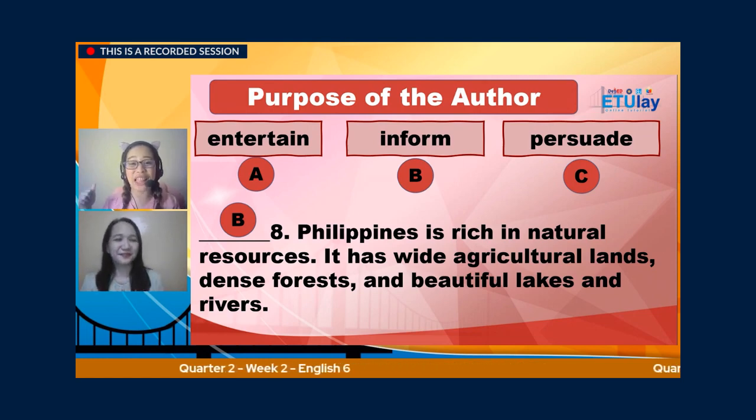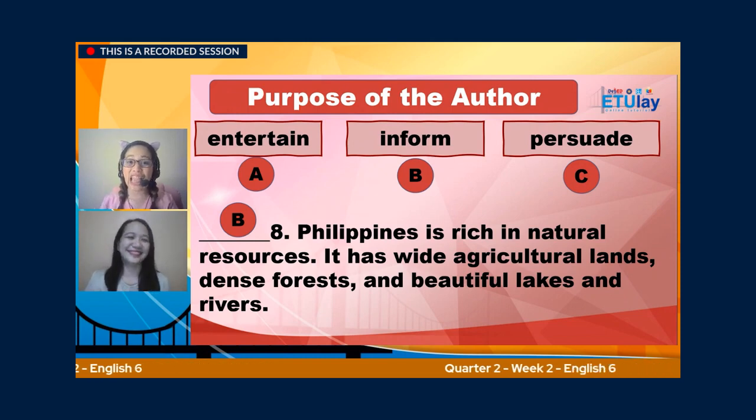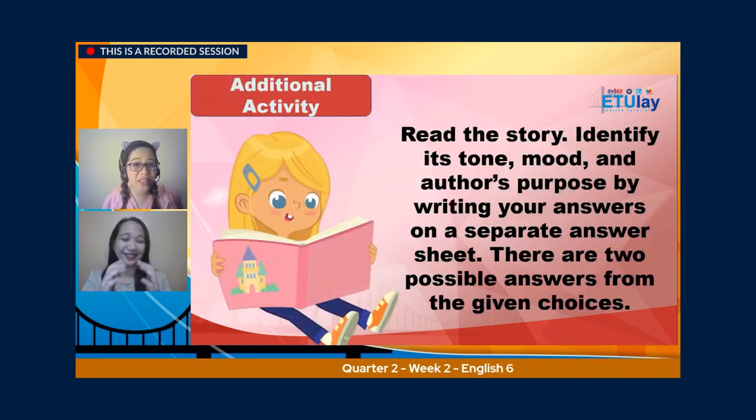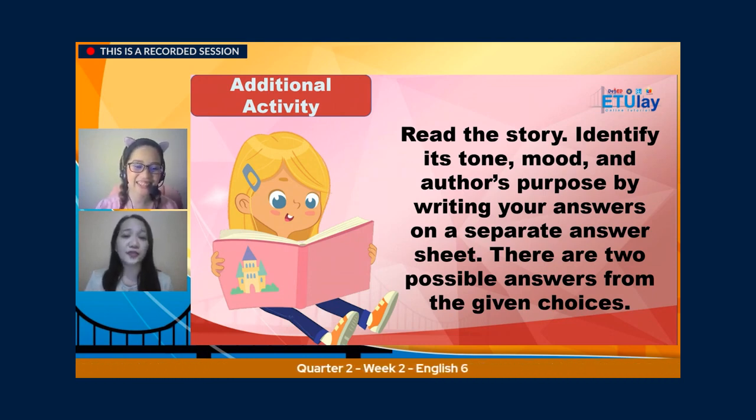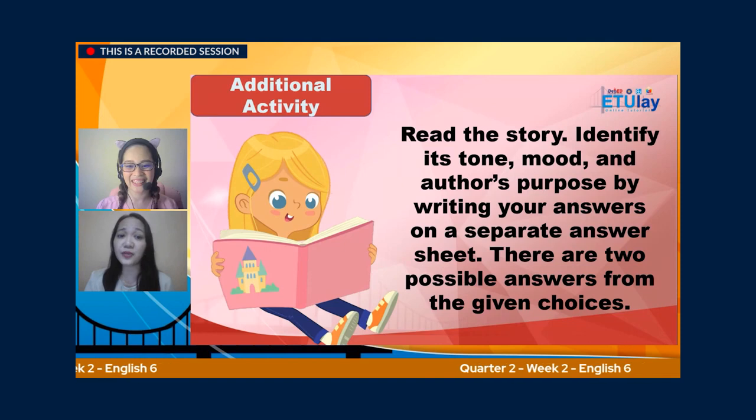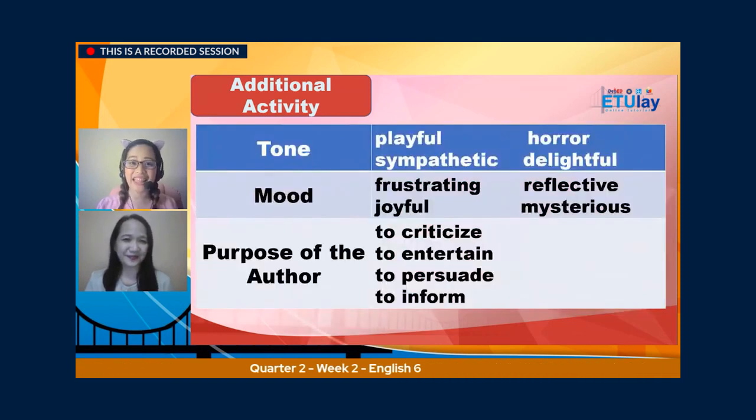And that's it. Did you get a perfect score again, learners? That's amazing. And for our additional activity, here's the instruction. Read the story. Identify its tone, mood, and author's purpose by writing your answers on a separate answer sheet. There are 2 possible answers from the given choices. And here are your options or choices.